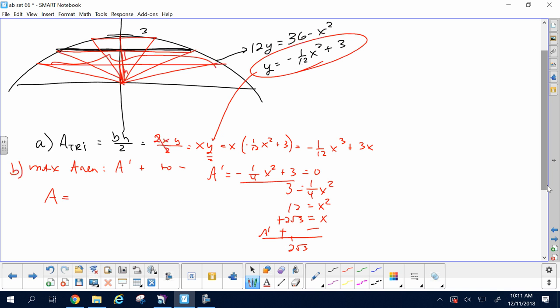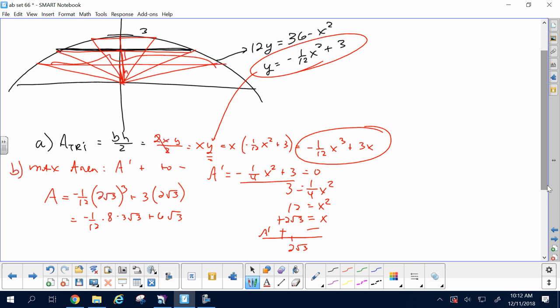So now we need to find the area with an x of 2 root 3. That means plugging that into that equation, negative 1/12 of 2 root 3 cubed plus 3 times 2 root 3, and finding the area. I'm getting something like negative 2 root 3 plus 6 root 3. I'm getting an area of 4 root 3. Cool.